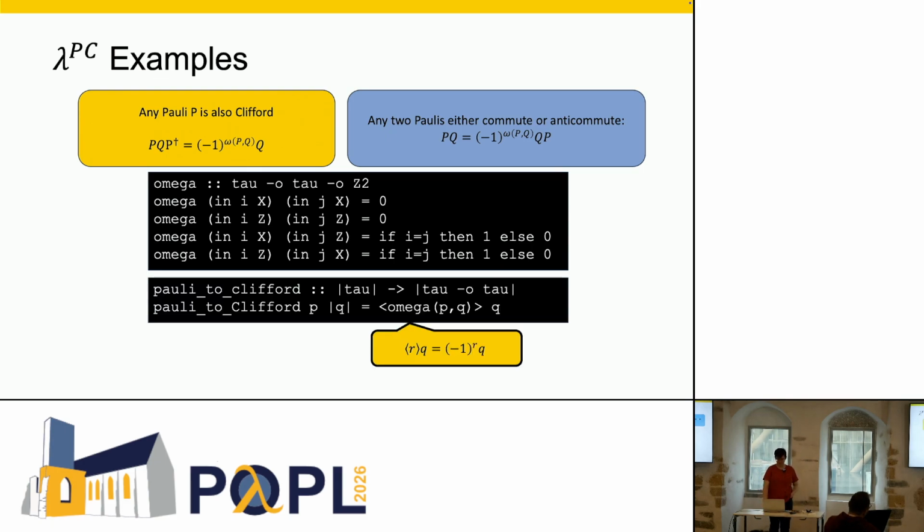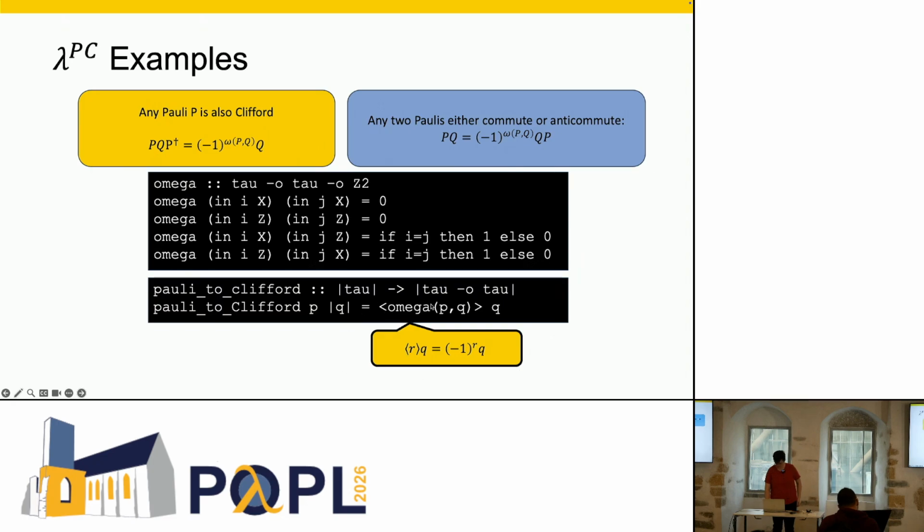We can now write this Pauli to Clifford function that takes as input a Pauli, P. This is of type any Pauli type tau. And then it's a projective Clifford, so it takes in another Pauli, Q. And it returns Q with a sign. I'm sorry, this is a typo. This right here should be, oh, it is a Q. Okay, yes. So it returns Q with a sign. And that sign is omega of P applied to Q. So this syntax with the angle brackets is indicating the sign in our syntax.